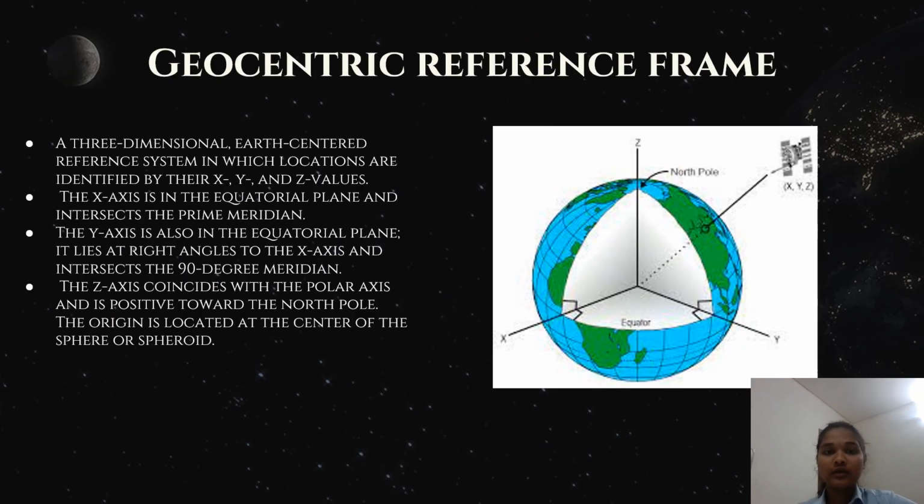Then the geocentric reference frame. It is a three-dimensional frame where the Earth is the center, and the x, y and z axes are used to identify the location of the reference system. Here the x-axis is in the equatorial plane, the y-axis is also in the equatorial plane, and the z-axis coincides with the polar axis and is positive towards the north pole, with the origin located at the center of the sphere or spheroid.